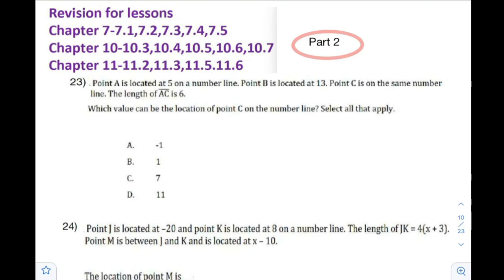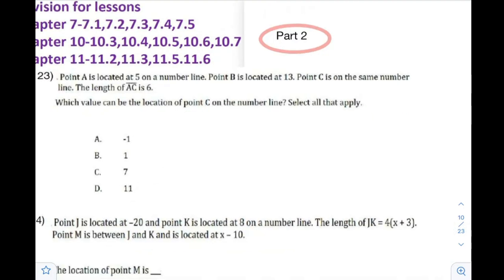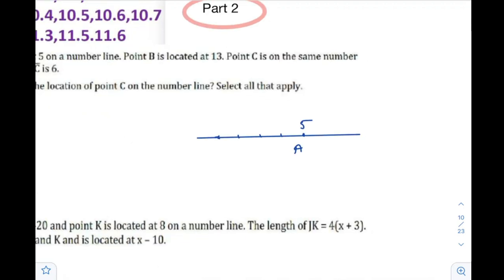Question 23. Point A is located at 5 on a number line. So let's imagine the situation. We have here a number line, and point A is located on 5. So here, as if we have 0, 1, 2, 3, 4, 5. So A is somewhere here at 5. Point B is located at 13. So it is at 13 here.